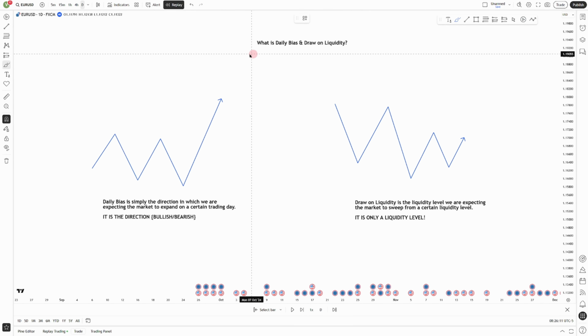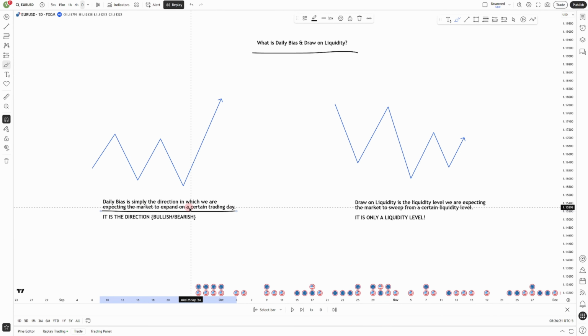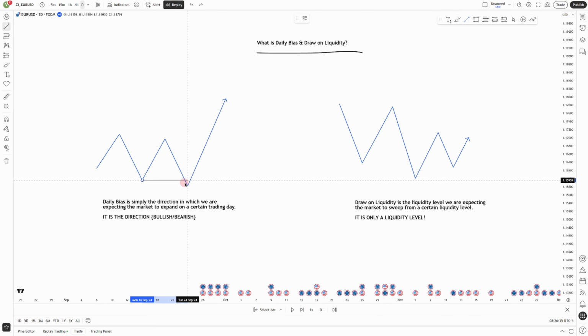Now in this part, let's see what a daily bias and the draw on liquidity are. Daily bias is simply the direction in which we are expecting the market to expand on a certain trading day. It is only a direction, whether bearish or bullish. Look here, and suppose this is a sell-side liquidity sweep, and now you are expecting the market to go towards the buy-side liquidity. So what is our direction? Bullish. That's called the daily bias.